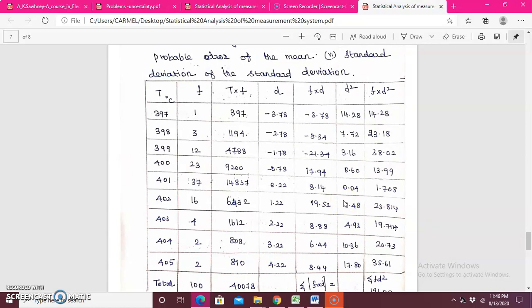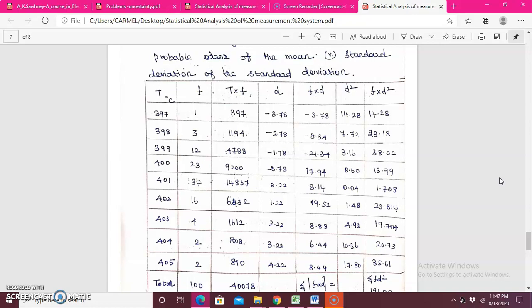Then you have to calculate the deviation square. So you have to square the deviation value. So when you are squaring the first value, that is 3.78, you will get 14.28. Then you have to calculate the frequency into d squared. That is because you have to calculate the standard deviation. For that reason, we are multiplying f into d square. So if you are multiplying f into d square, the first one is 14.28.